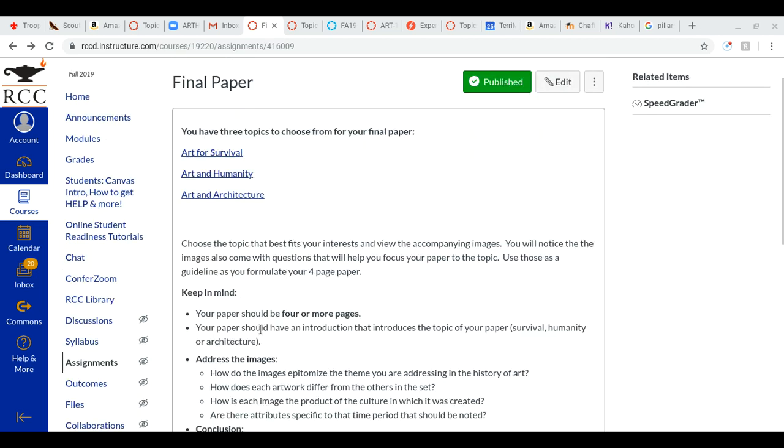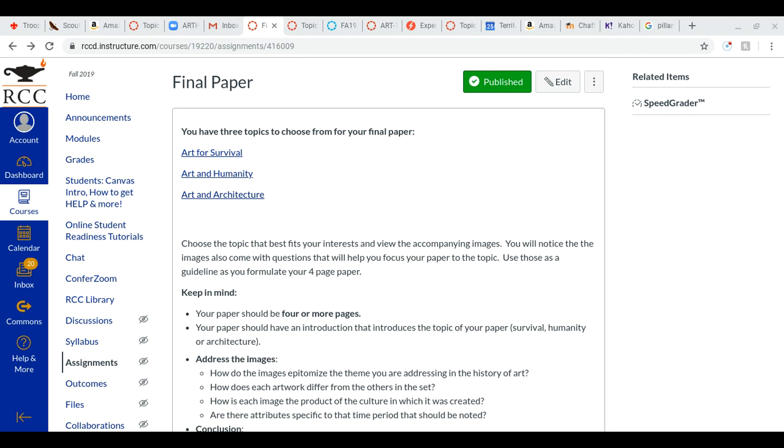I want to talk about your paper, get you some ideas to start you off. There are three possible topics. You're going to pick one. It's either art for survival, art and humanity, or art and architecture. So you're going to want to take a minute and look at the images that are attached there and pick what you think you're most comfortable with.